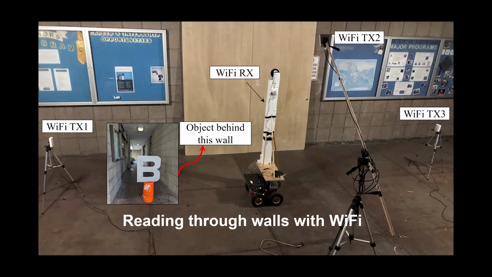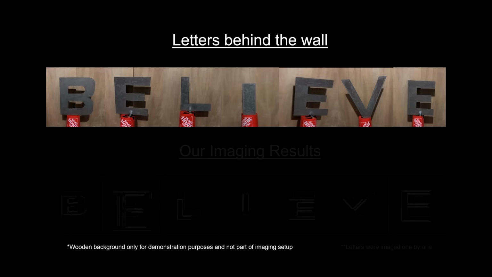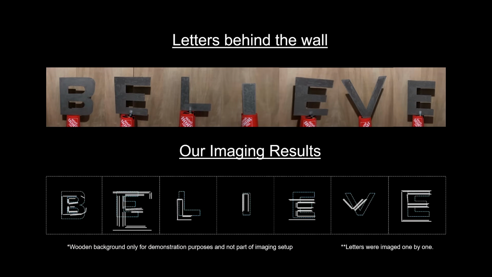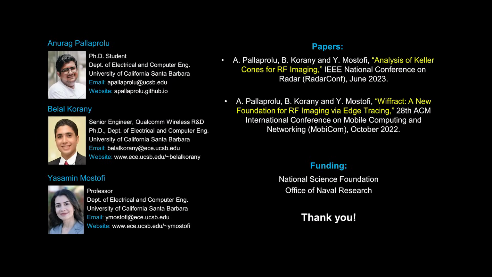Here is a through-wall Wi-Fi imaging setting where we are interested in reading the letters behind the wall. Here are the letters behind the wall. And here is how our system imaged them with Wi-Fi. As can be seen, the proposed approach enables Wi-Fi to read through walls for the first time. See the paper for more details and results.